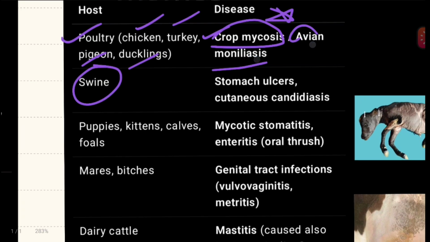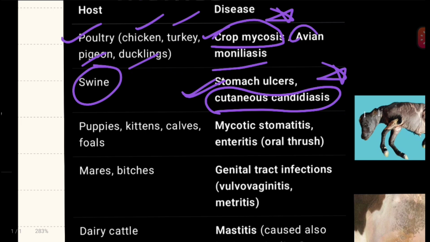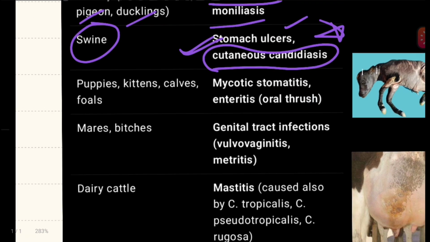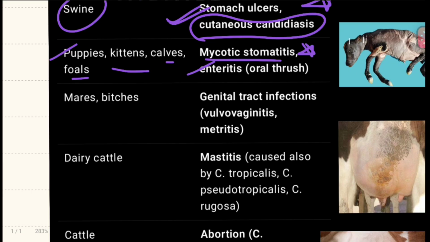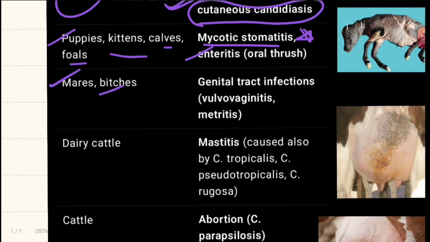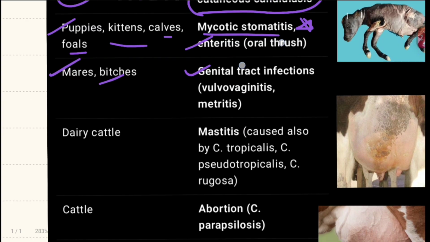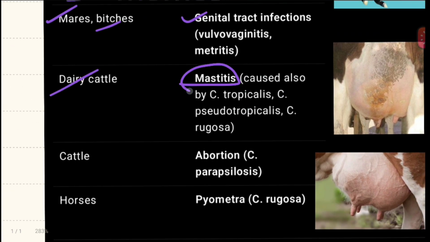In the case of swine, a very noteworthy point is that the disease is of a cutaneous form. This is very important, because in other hosts we won't see these peculiar cutaneous forms of Candidiasis. So in swine we will notice cutaneous Candidiasis, and some stomach ulcers are also noticed. In puppies, kittens, cows, and foals, mycotic stomatitis is noticed, and also enteritis. In mares and bitches, there are usually genital tract infections, specifically conditions such as vulvovaginitis and metritis. And in dairy cattle, there is mastitis.